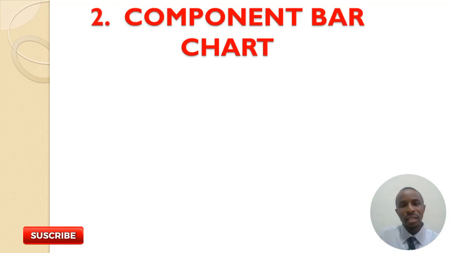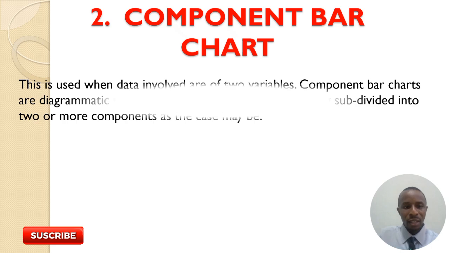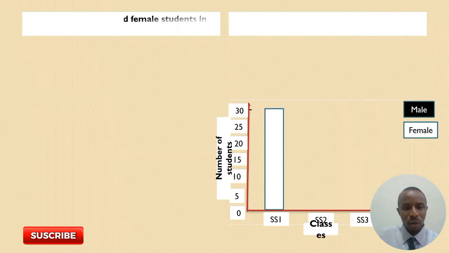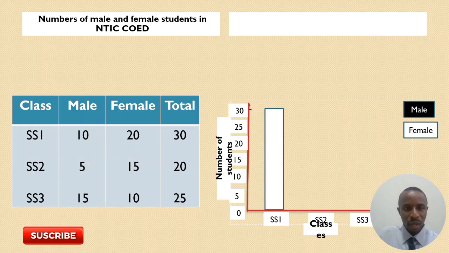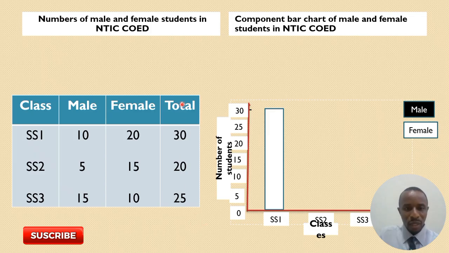Component bar chart is used when you have 2 categories of item. In this case, we are going to examine a case where we have the number of students in a particular class. We have boys and girls from SS1 to SS3. Now, the total here is what will determine the scale we are going to use. And from here, I'm using 2 centimeters for 5 units: 0, 5, 10, 15, 20, 25, and 30.